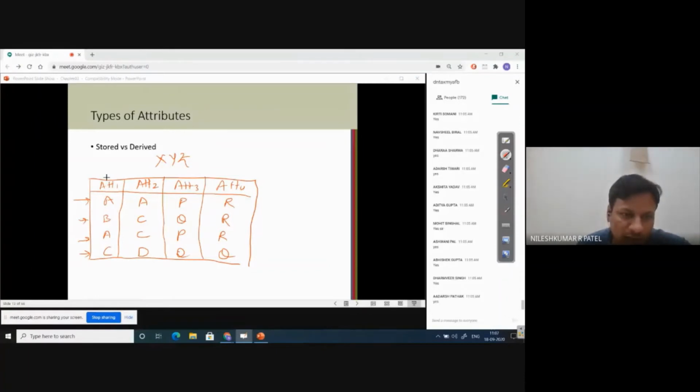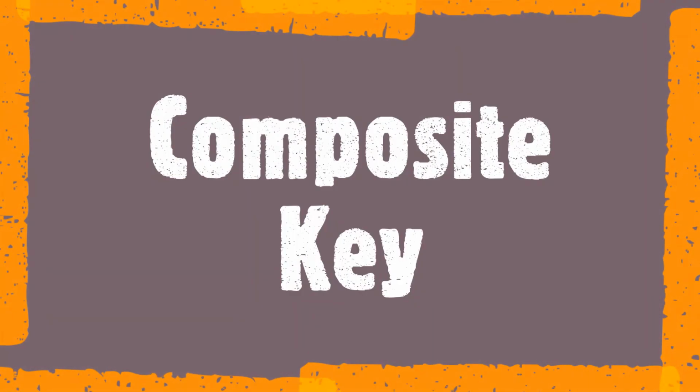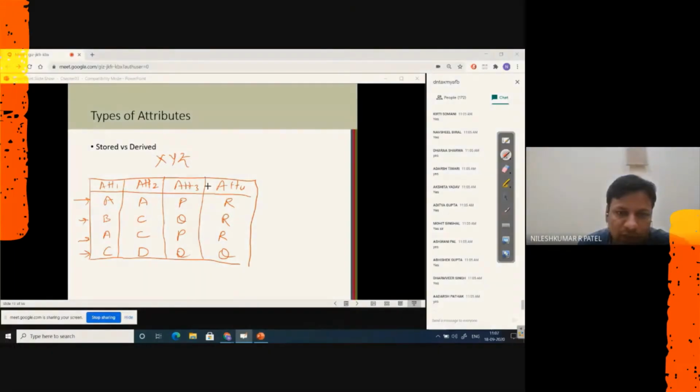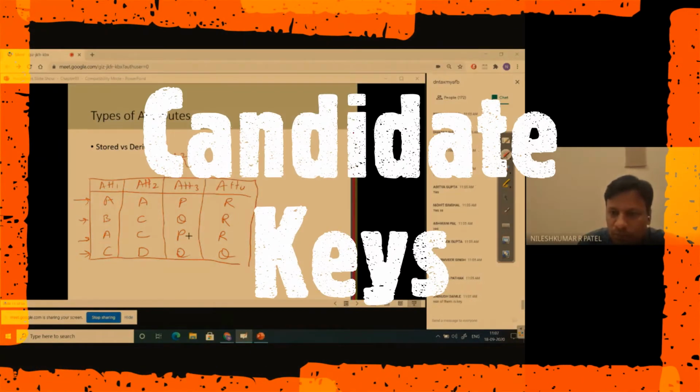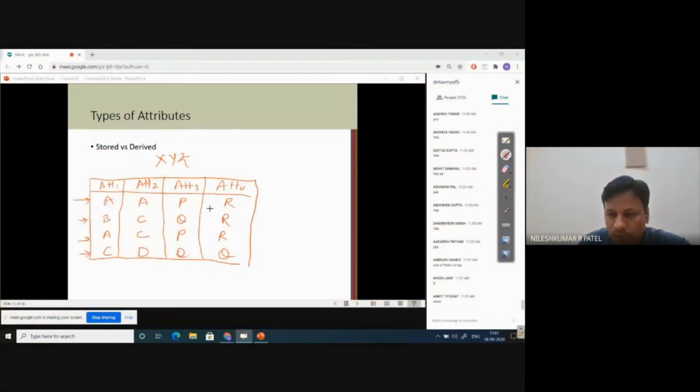So now tell me, I need answer from everyone. Which of the attribute, 1 can become key, 2 can become key, 3 can become key, or 4 can become key? None of them key. Okay, good. If it is so, then it is okay, right? Just try and understand why it cannot become key, right?